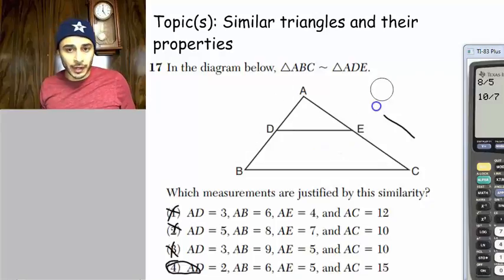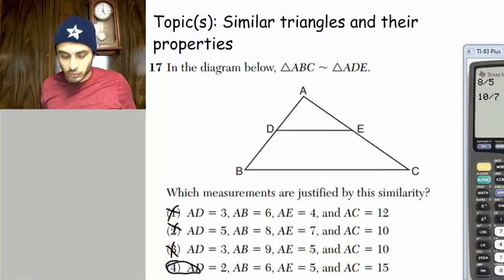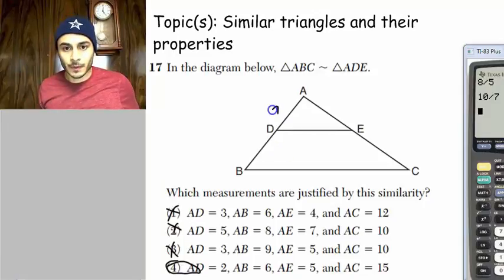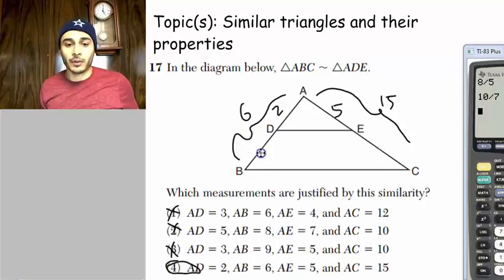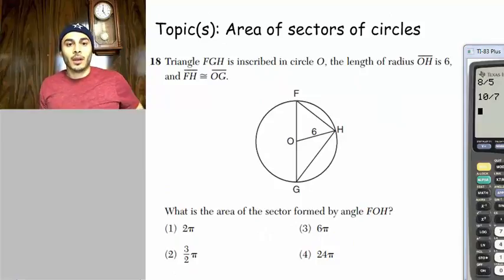So you want to look at it anyways? Why it's 4? Sure, let's take a look. So AD is 2, and then AB is 6, and then here AE is 5, and then AC is 15. That works because 2 times 3 gets you 6, and then 5 times 3 gets you 15 here. Same scale factor. All right, 18.